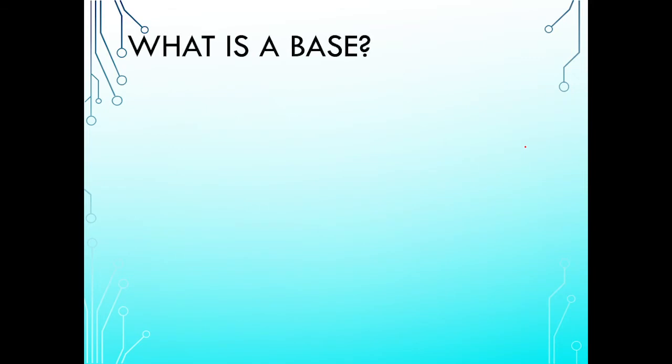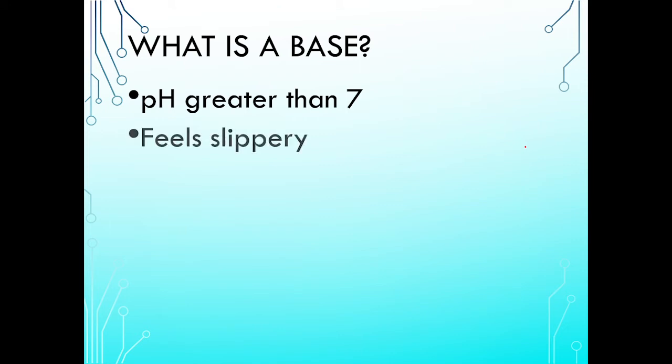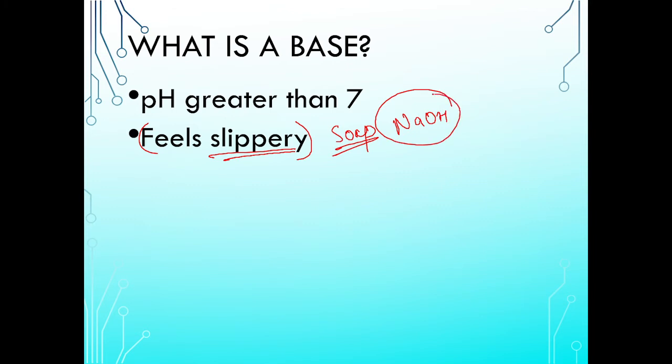Now let's understand the bases. What are bases? Bases are those which have pH greater than 7. And also when you touch a base, it will feel slippery. Something like soap, because soap contains NaOH and that is nothing but a base. Okay? So bases are those which are very soapy to feel, or you can say slippery to feel, right? Okay. So next, also these bases, see these are some facts.